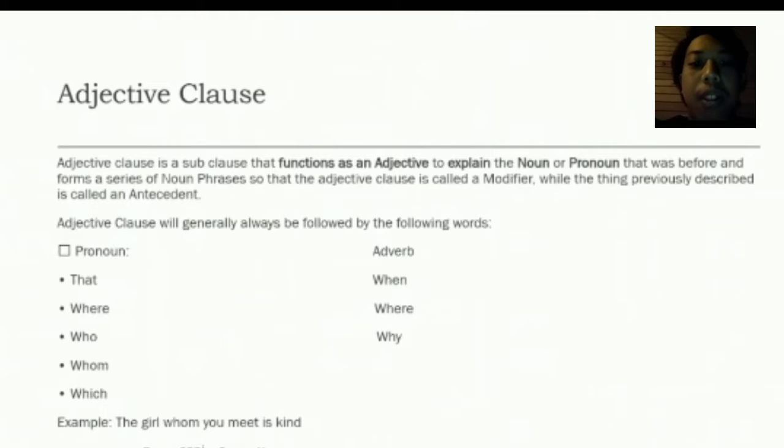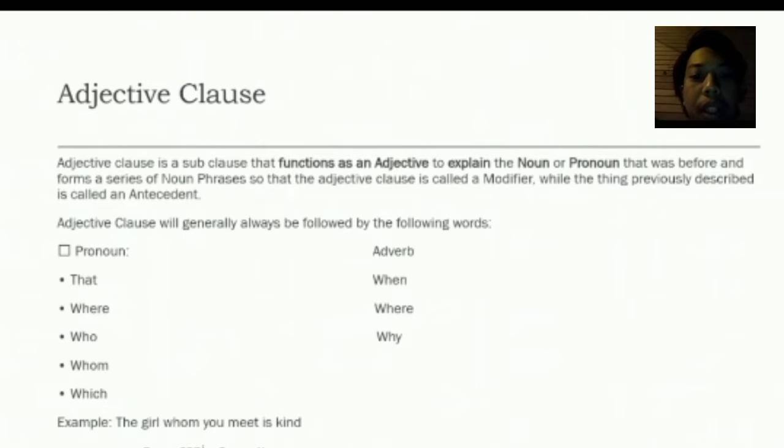Adjective clause. Adjective clause is a subclause that functions as an adjective to explain the noun or pronoun before it and forms a series of noun phrases, so the adjective clause is called a modifier. While the thing previously described is called an antecedent.